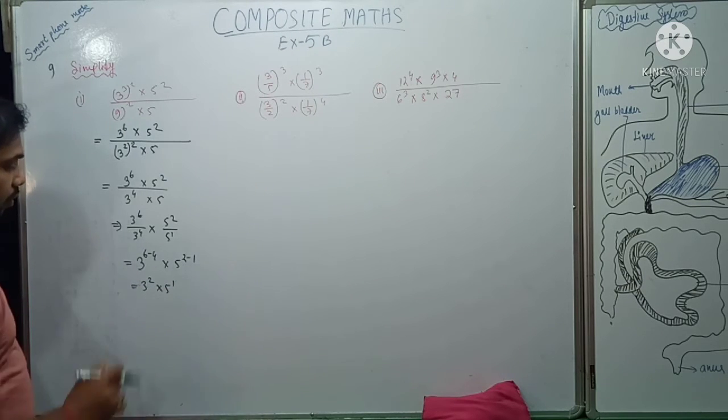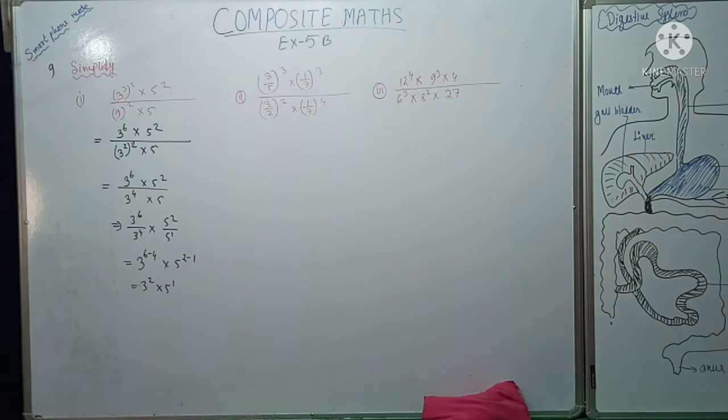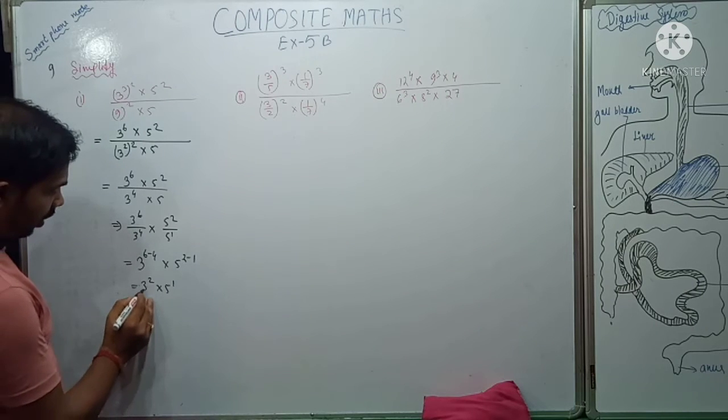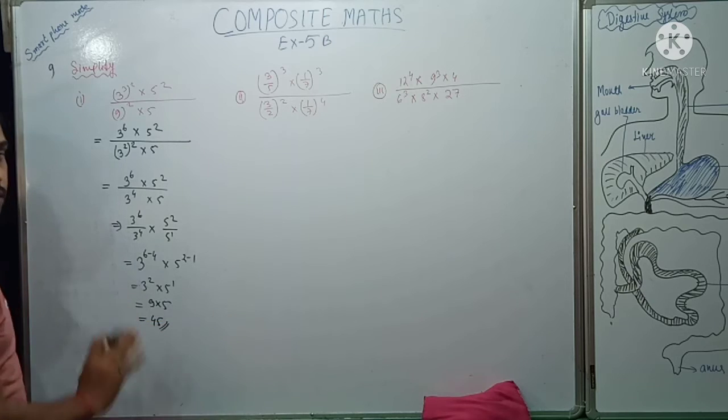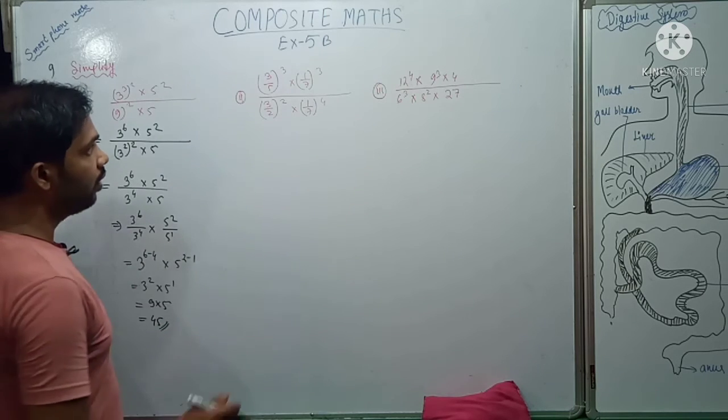Okay, so this will be our answer, I think. Let's see. So our answer will be 3 square means 9, 9 into 5, which is equal to 45. So this is our answer. Now we are going to do this one.